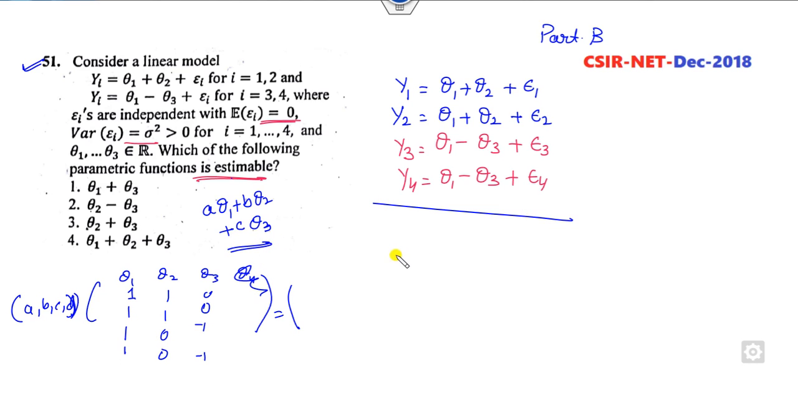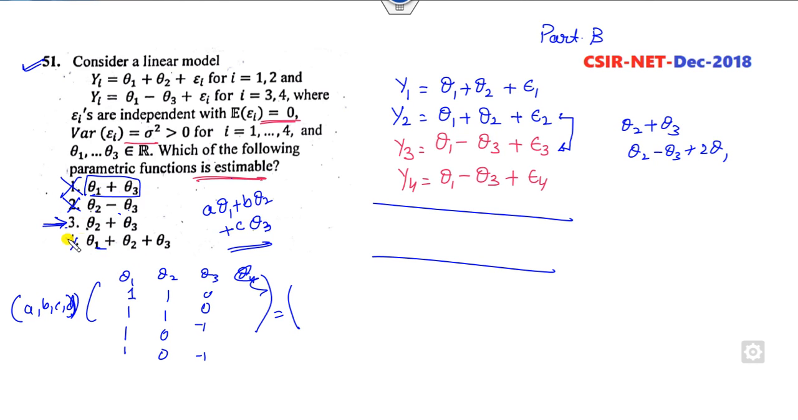But I will tell you the very simple shortcut way. You can think about it here. Can you make theta 1 plus theta 3 from here? You can never make it, because if I subtract these two equations, it will give you theta 2 plus theta 3, but that is not this. Can you make theta 1 minus theta 2? No, so it is not the right answer. Theta 2 minus theta 3: if you add them, it will be twice of this, but it will never be this. Similarly, this option is not there.